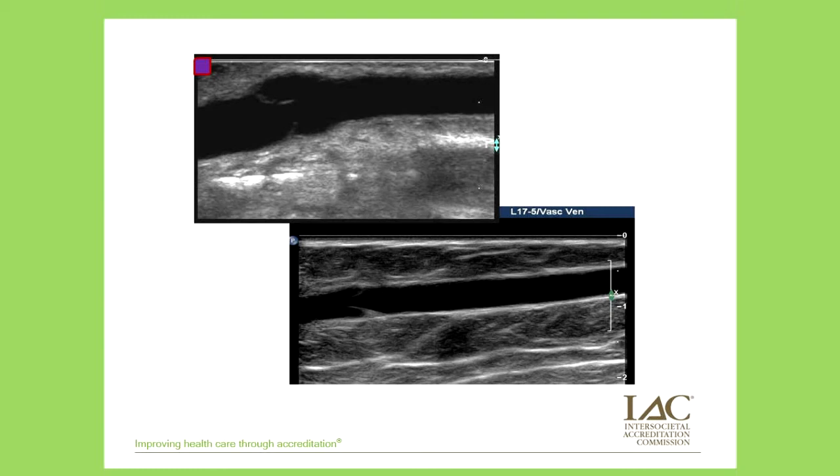And that's something to pay attention to, because if a patient has a valve that is not pointing towards the heart, that patient might have a venous anomaly or a malformation. So something to kind of pay attention to.